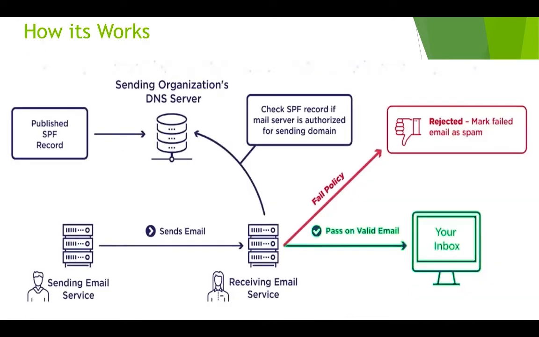How exactly does it work? If the sender is sending any type of email to the receiver, before it goes to the receiver, it will check for the SPF record in the DNS server. If there is an SPF record listed there, it will check for validation. If the validation is successful, it will be delivered to your inbox. But if there is no SPF record or the validation fails the policy, it will be rejected. So that's how it works.